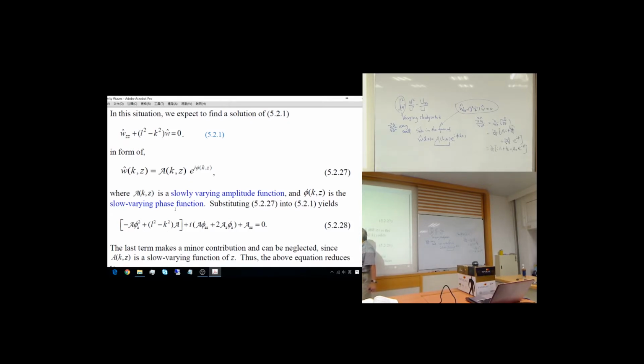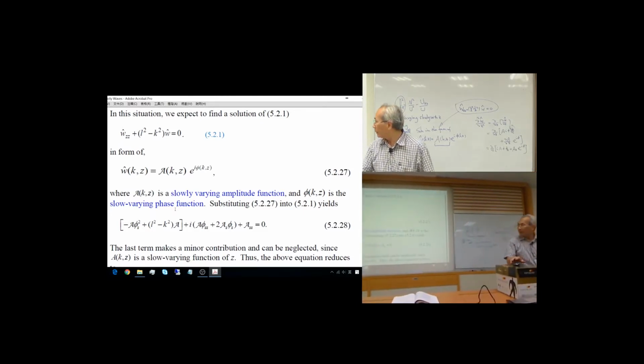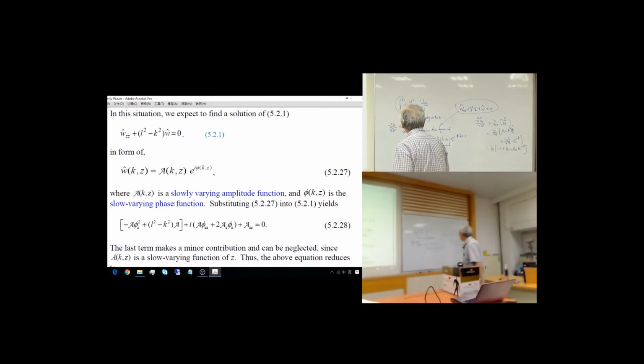So if this term becomes very small, what's going to happen? Then we have a real part here, and we have an imaginary part. And individually, they are going to be equal to 0. We require it because we have real part and imaginary part equal to 0, and individually they have to be equal to 0. That's a complex number.